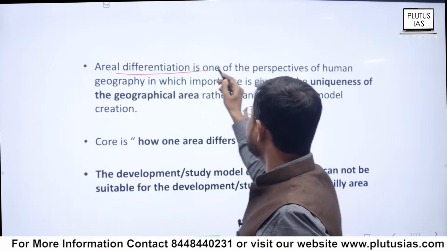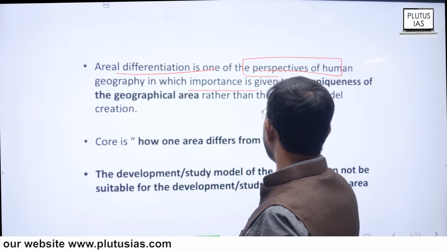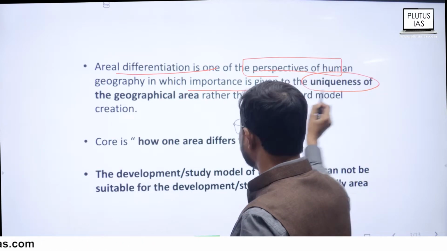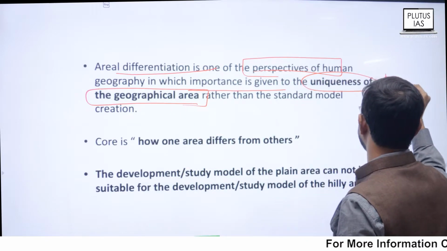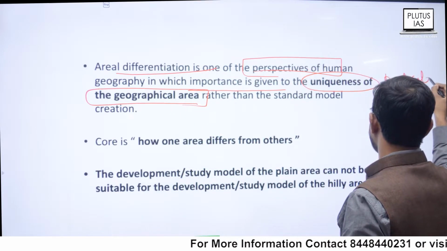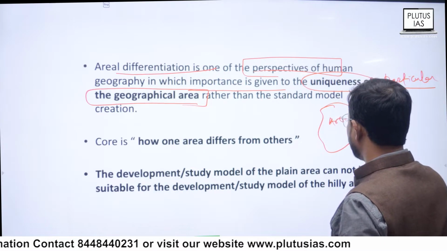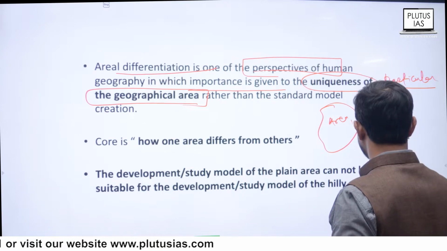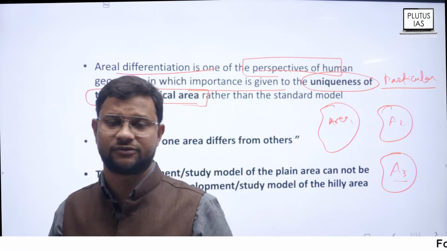So areal differentiation is one of the perspectives of human geography in which importance is given to the uniqueness and particularness of a particular region. It means what? Every individual area, area 1, area 2, area 3, has some unique characteristics.